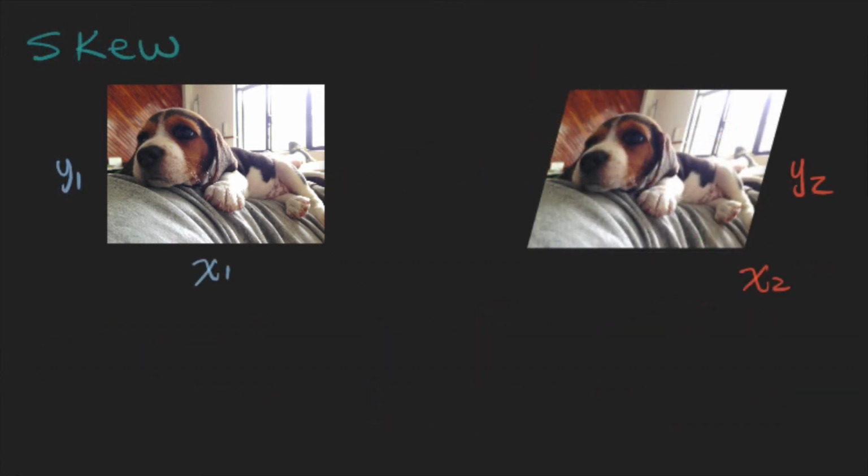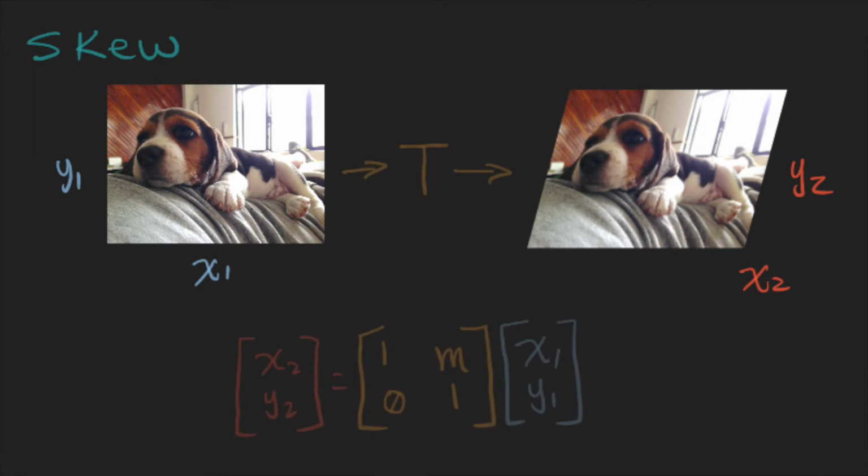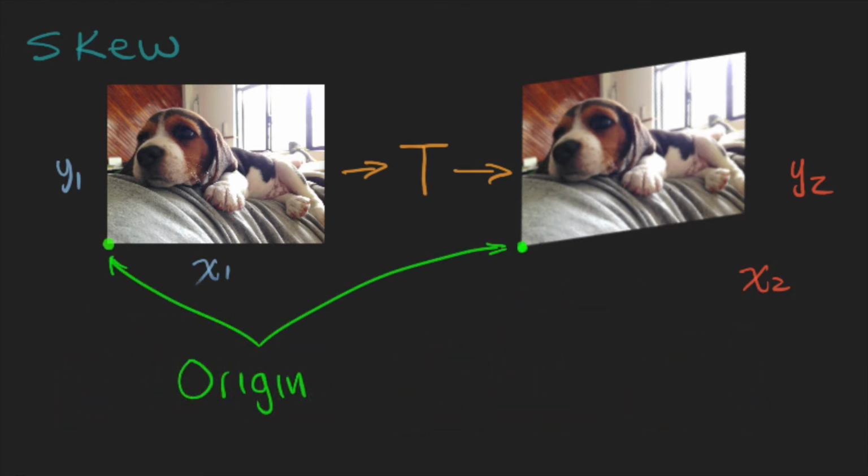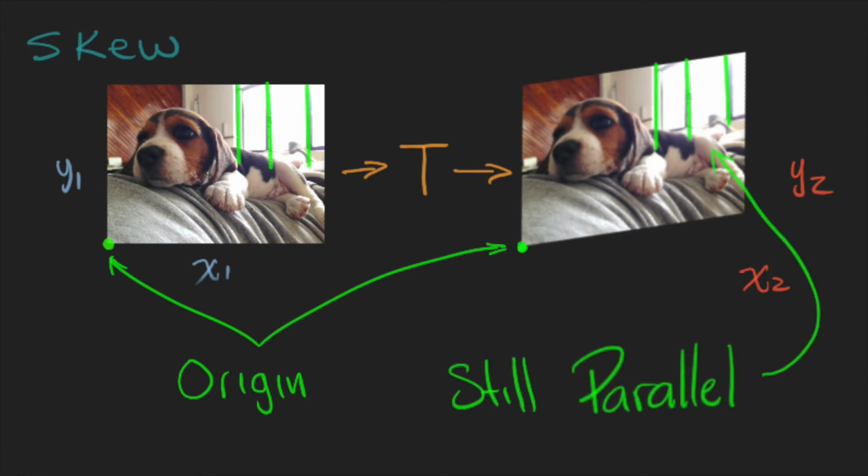We can also transform the image in just one dimension at a time. This is called skew. And as you can see in the matrix T, M is the parameter that will control the amount of the transformation. This can also be applied to the vertical axis by changing the position of M. In all these 2 by 2 transformations, the origin of the resulting image will be the same as in the original image. And because the transformation is linear, all lines will result in lines. And all lines that are parallel will result in parallel lines in the new image.